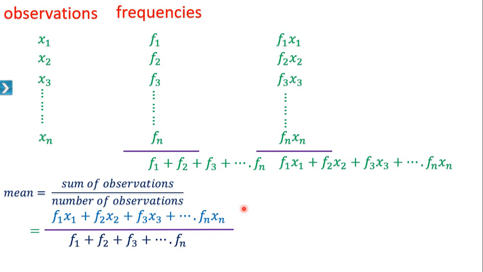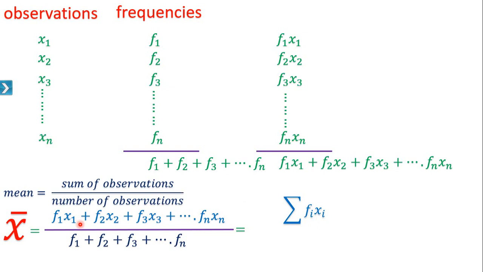Do you remember the symbol to represent this sum? There is a Greek symbol to represent summation or sum. The Greek symbol to represent sum is sigma, and the symbol to represent mean is x bar. So, x bar is equal to f1 x1 plus f2 x2 plus f3 x3 up to fn xn divided by f1 plus f2 plus f3 up to fn, and the Greek symbol to represent summation, that is sum, is sigma. So, f1 x1 plus f2 x2 plus f3 x3 up to fn xn, we can represent this as sigma fi xi.